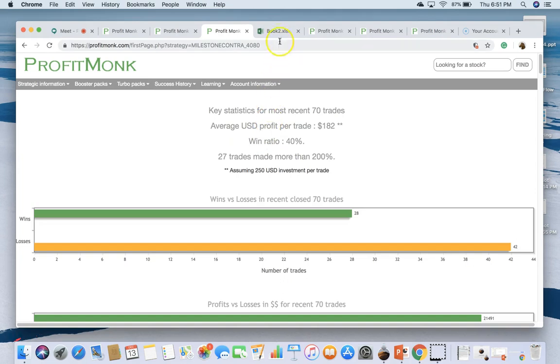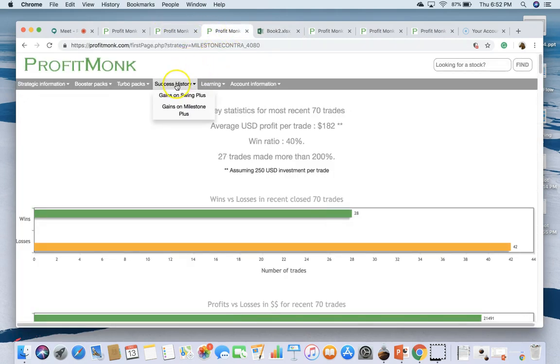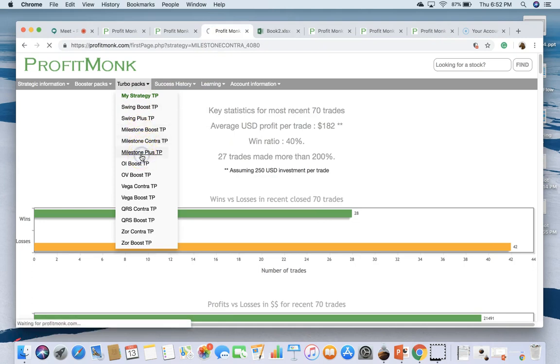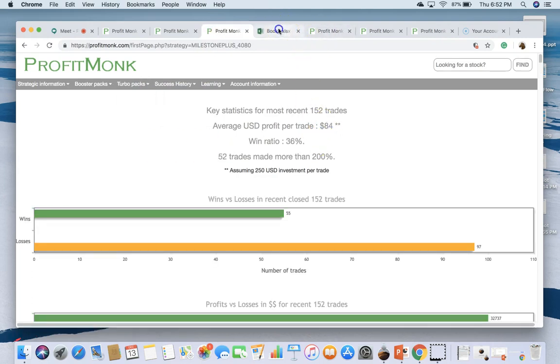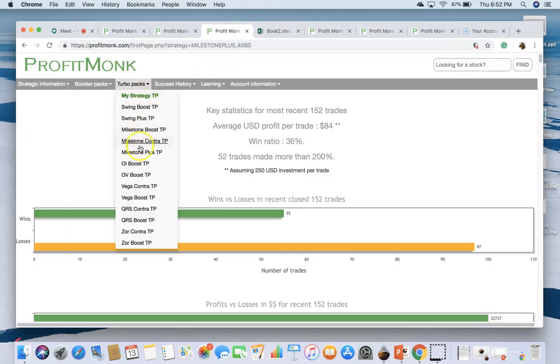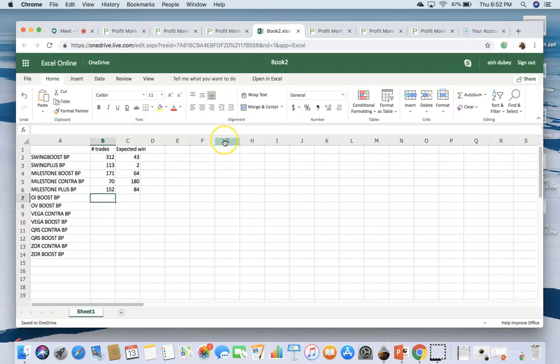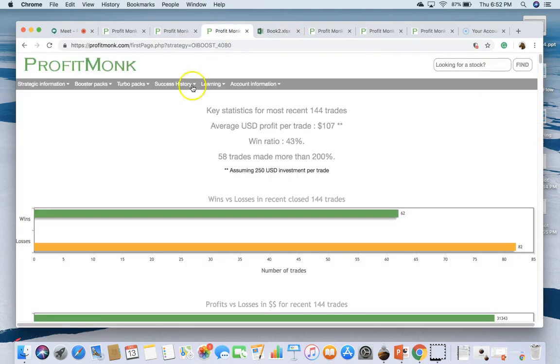That's why I didn't fill this table up totally, because it helps to get the concept right. So this is Milestone Contra, 70 trades, $180 expected win. And then the next one is Milestone Plus. So okay, 152 and 84. So any question, just shoot. Don't wait, otherwise I might go too fast and then I might not be explaining myself very well. So you can shoot at any point while I'm mechanically doing this job of filling this up.